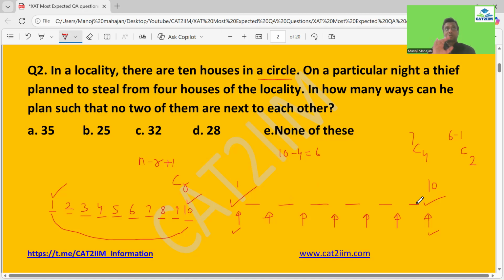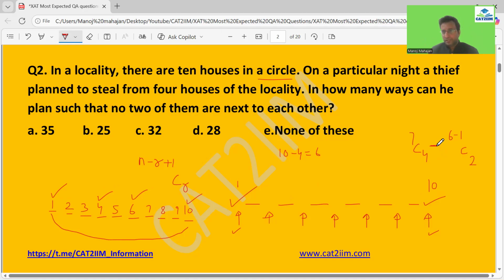And which cases are we subtracting? Let's say you picked up 1, you picked up 10, you picked up 4, you picked up 6. Just one example I'm picking. When it was in a row, this was not supposed to be subtracted. But now when the houses are in a circle, such cases have to be subtracted where 1 and 10 are definitely selected. This is what we can look forward to get the answer now.